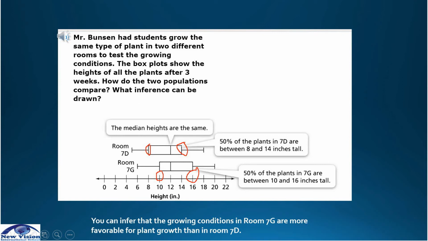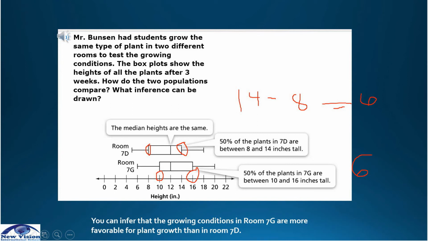So how will we solve their IQR then? For the first plant, you will have 14 minus 8 is equal to 6. How about the second plant? You will have 16 minus 10, so you will have also 6. Both of the two plants have the same IQR, right?